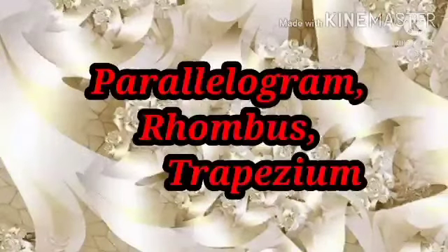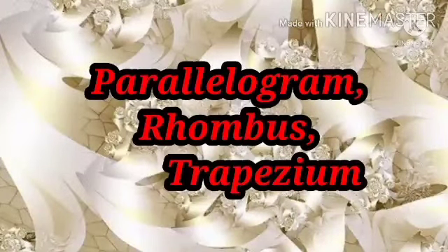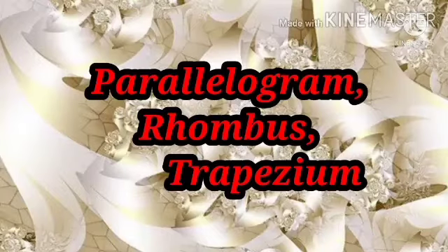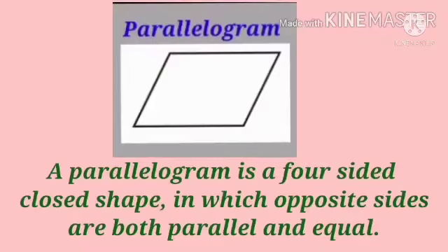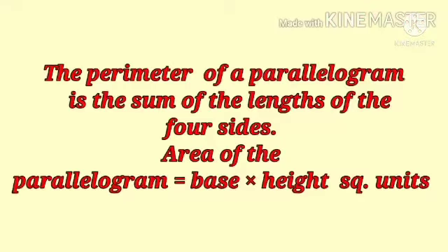Now students, let's see about the shapes parallelogram, rhombus and trapezium and its perimeter and area and some problems. Parallelogram. A parallelogram is a four-sided closed shape in which opposite sides are both parallel and equal. The perimeter of a parallelogram is the sum of the lengths of the four sides. And area of the parallelogram is equal to base into height square units.